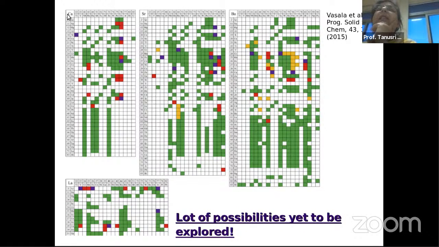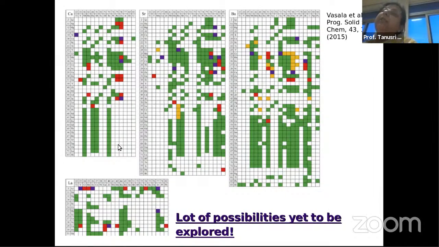What they did, they basically fixed the ion at the A site to calcium, strontium, barium, and lanthanum. In fact, only these four have been used at the A site. And then in one axis, they have different possible ions that can be put at the B site, and in the other axis, other possible transition metal ions that can be put at the B prime site. So you can see that will give rise to a huge number of possibilities.